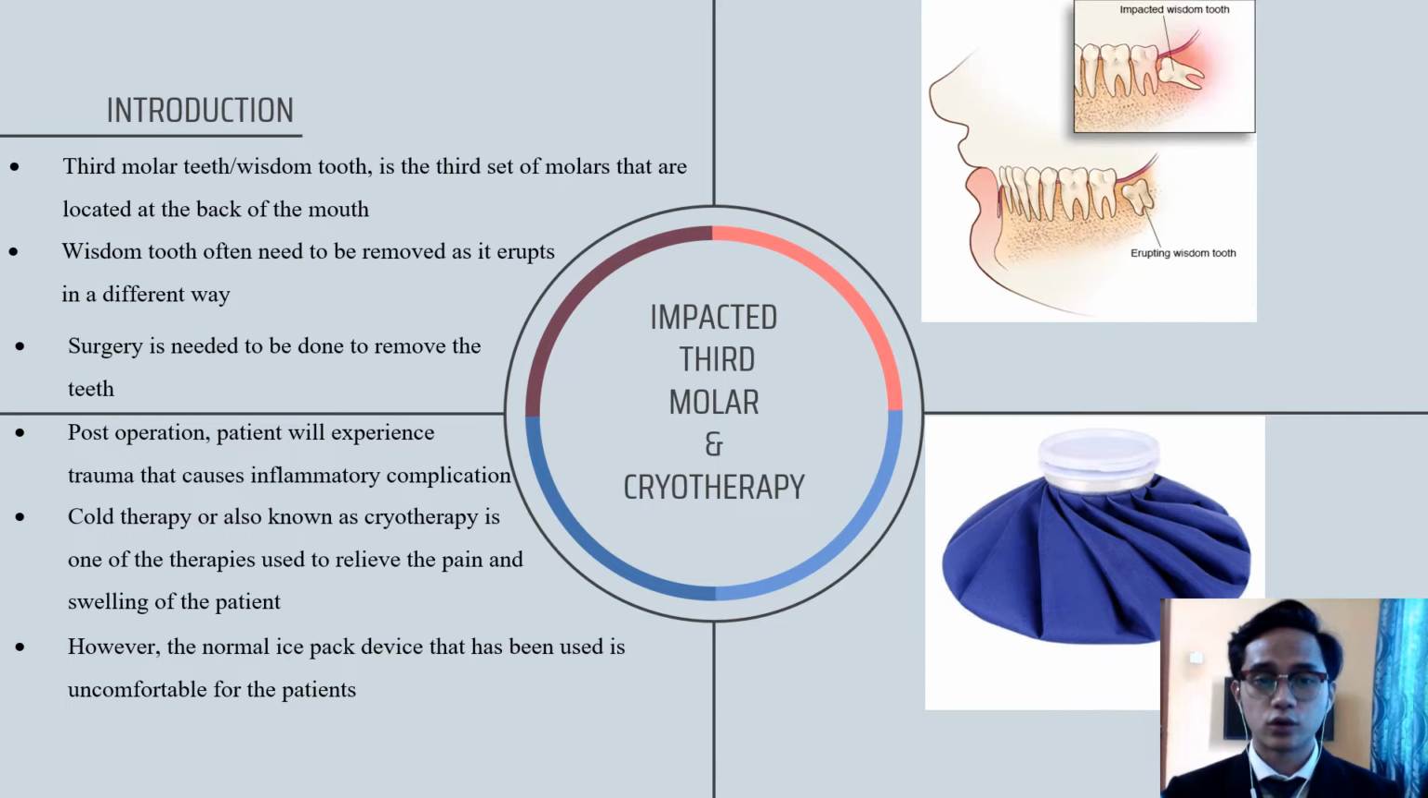Third molar teeth or wisdom tooth is the third set of molars that are located at the back of the mouth. Wisdom tooth often needs to be removed as it erupts in a different way, such as horizontal, mesial, and distal position. This abnormal eruption causes pain to the person experiencing it. The surgery needs to be done to remove the teeth. Post-operation, patient will experience trauma that causes inflammatory complications such as pain, swelling, trismus, infection, and limitations in mouth opening.